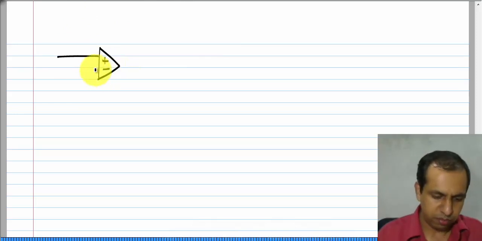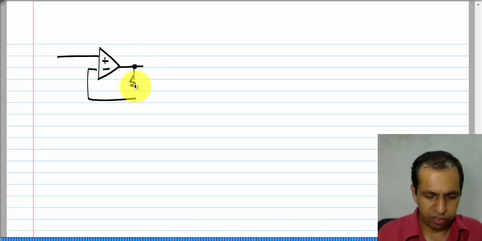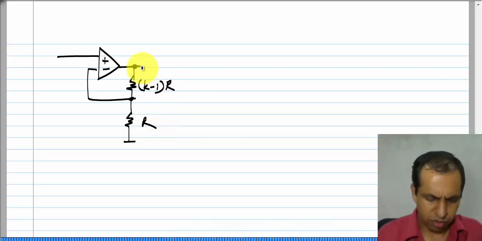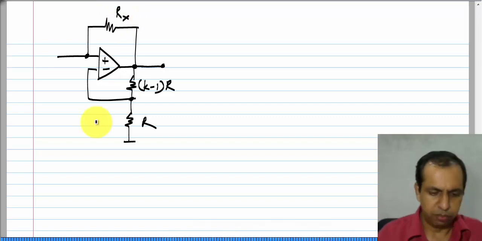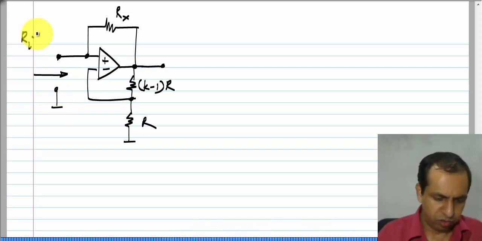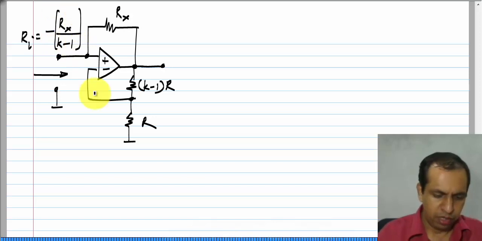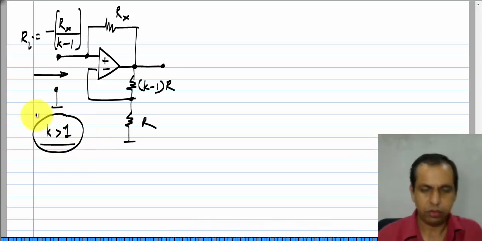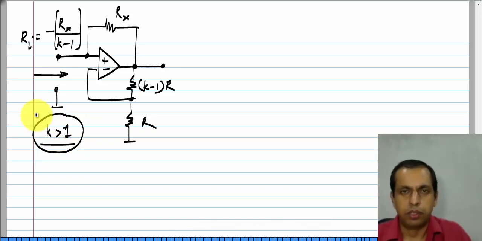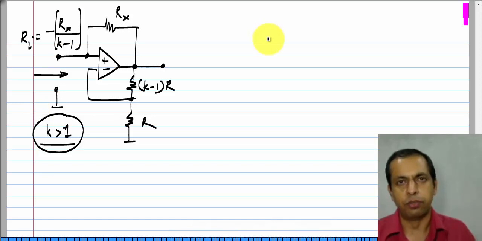This is an amplifier of gain k, and I connect some Rx. Then between this point and ground, I see a resistance which is minus Rx divided by k minus 1. And in this circuit, of course, k is more than 1. Okay. Now, this is quite easy. This is a specific case of what is known as Miller effect.